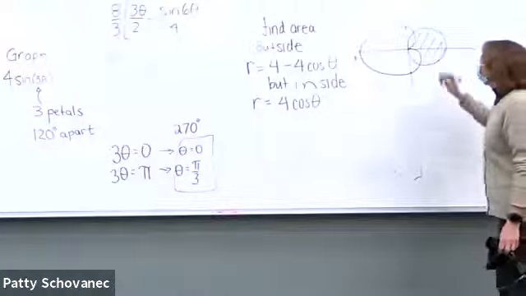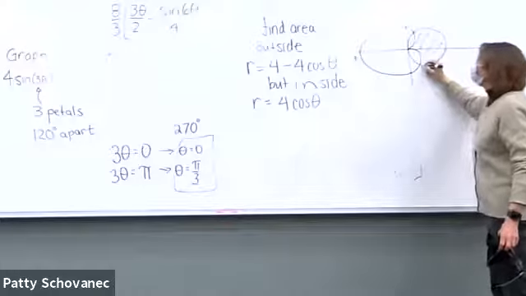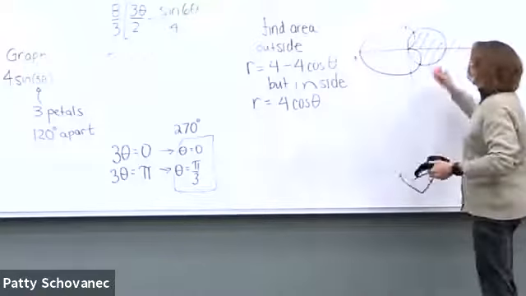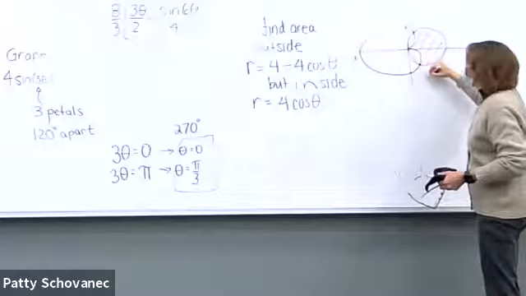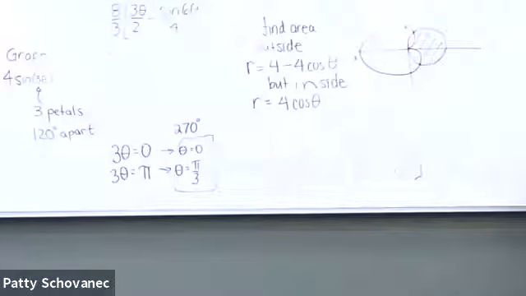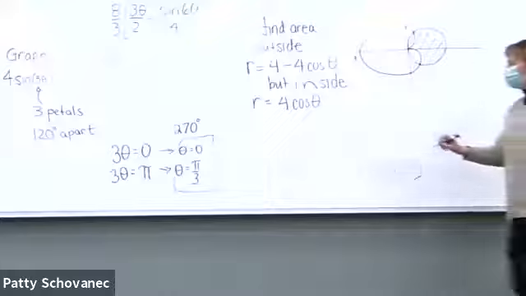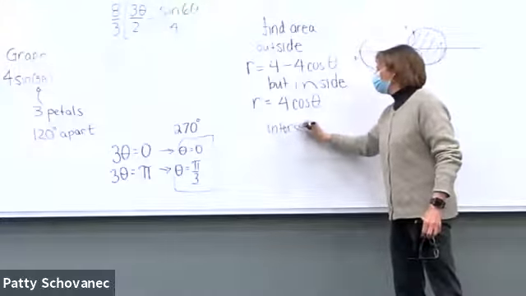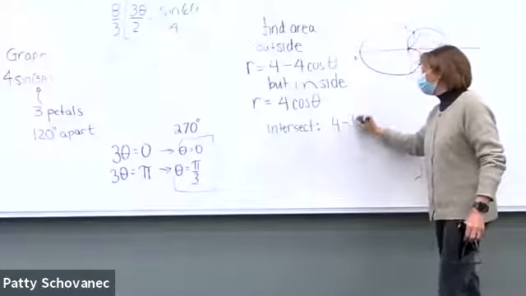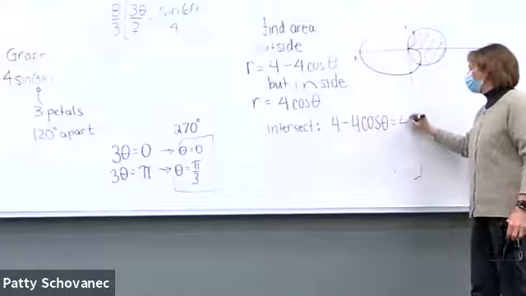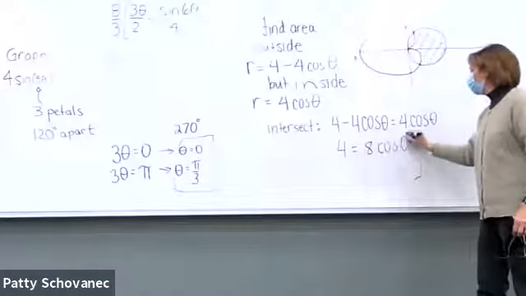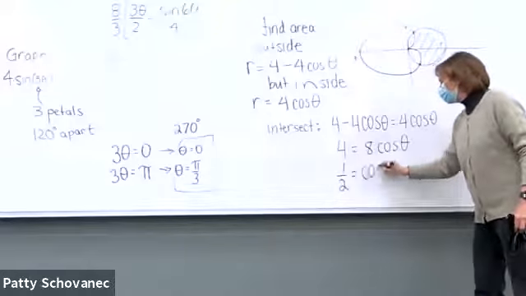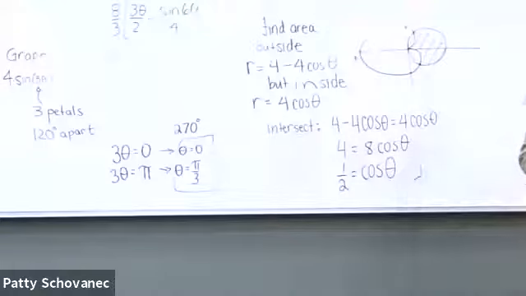And so we need to find this point, this angle at which the intersection occurs, and that one. So set the two equations equal to one another. It is symmetric, so if you find one of them, the other angle is just minus that. Would you know where cosine of theta is a half? Pi over 3. Pi over 3.